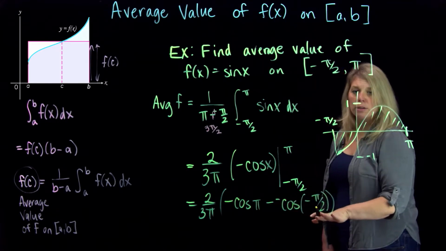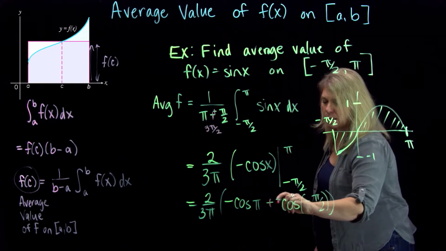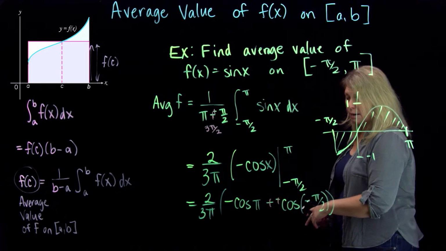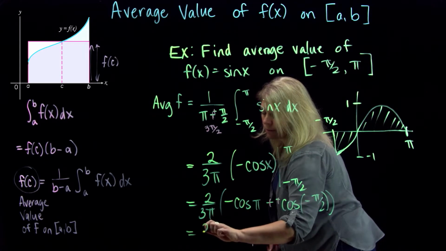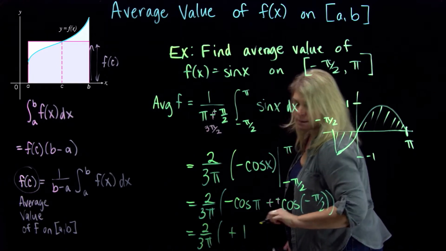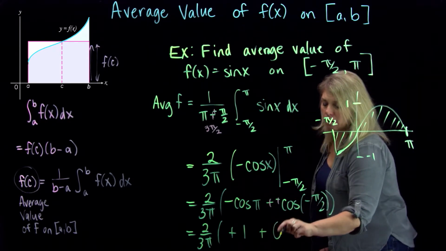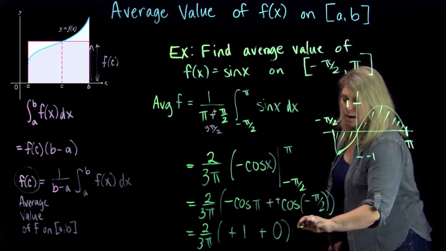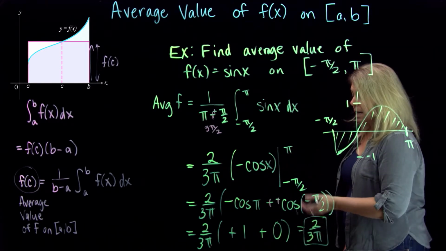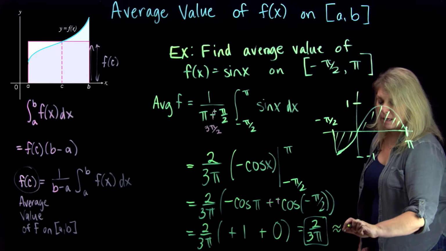Okay, so these are special angles. We know the cosine of negative pi and the cosine of pi over 2. I have another plus and negative here that I can just change to plus. But all right, so cosine of pi is negative 1. So I'll have 2 over 3 pi. And then negative of negative 1, we'll make that just positive 1. And then plus cosine of negative pi over 2 is 0. Okay, so when I simplify that, I just get 2 over 3 pi in exact form. Or if I want a decimal approximation, I can plug that into my calculator and get approximately 0.21.